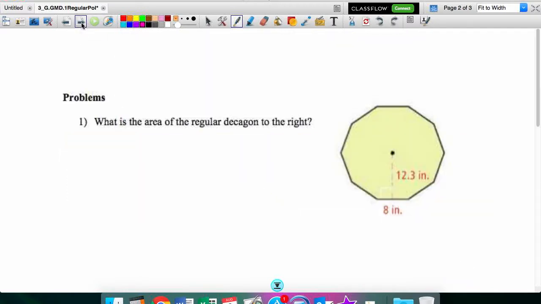Example 1 wants us to find the area of this regular decagon. So this is a polygon, so we know we're going to use the formula 1/2 ANS. Let's see if we can identify all 3 of these letters. The apothem, our A, is the length from the center to a side. And here in this picture, it looks like the length that is perpendicular to the side is going to be 12.3. So this is going to be our apothem.